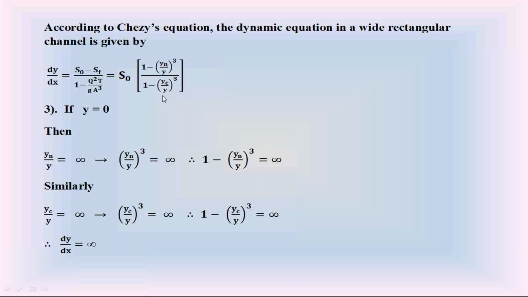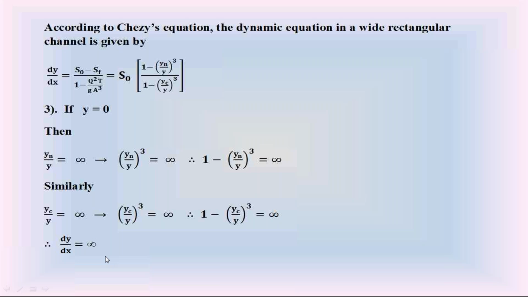Similarly, in the denominator, yc is whatever the value may be, and y is 0. Something by 0 is infinity. (yc by y) whole cube is also infinity, and 1 minus (yc by y) whole cube is also infinity. So here dy by dx is equal to S0 into infinity by infinity. This is again infinity. Please don't confuse that: infinity by infinity is 1 is not valid in mathematics. Infinity by infinity is also infinity. So at y equal to 0 also, the slope dy by dx is infinity.